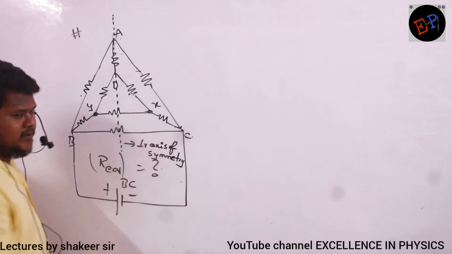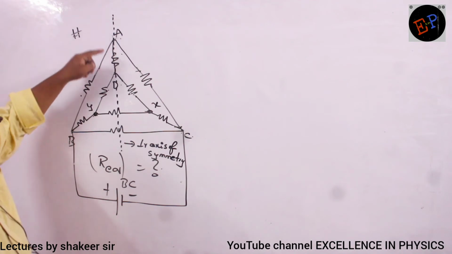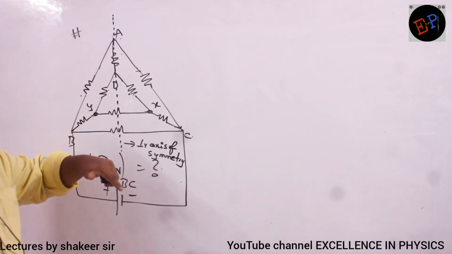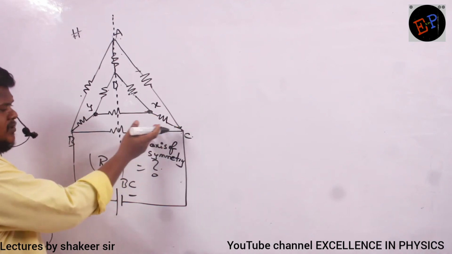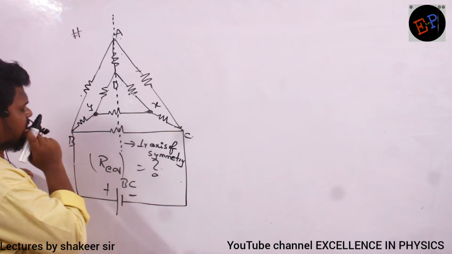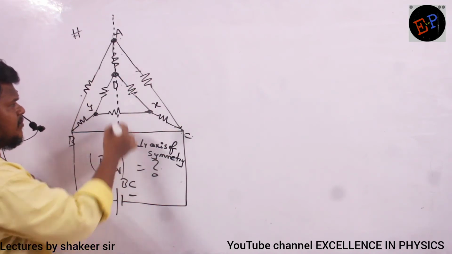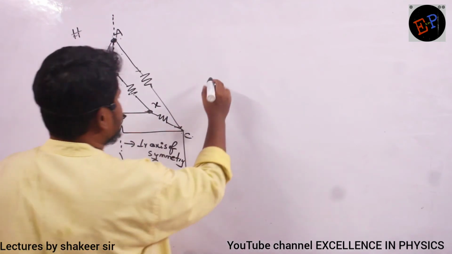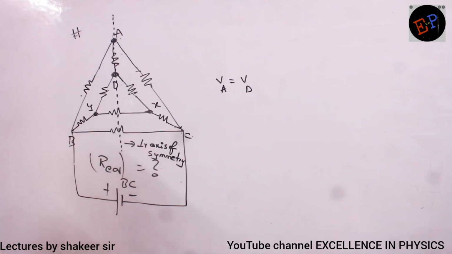Perpendicular axis of symmetry. Now, what is the importance of perpendicular axis of symmetry? Whatever points you find on perpendicular axis of symmetry, they are equipotential. Clear? Now, see, right of the circuit and left hand side of the circuit, they are symmetrical, no? So, which points are present on this perpendicular axis of symmetry? Point A and point D. Both of them are present on perpendicular axis, no? So, definitely I can say potential at point A must be equal to potential at point D. Clear?